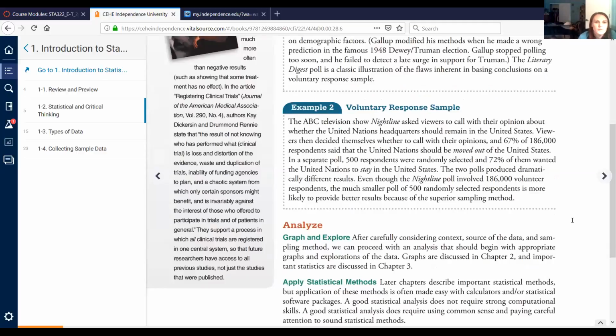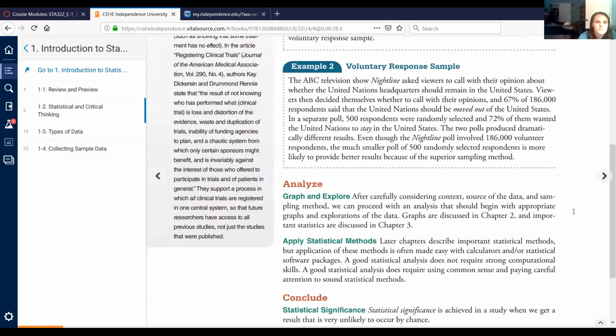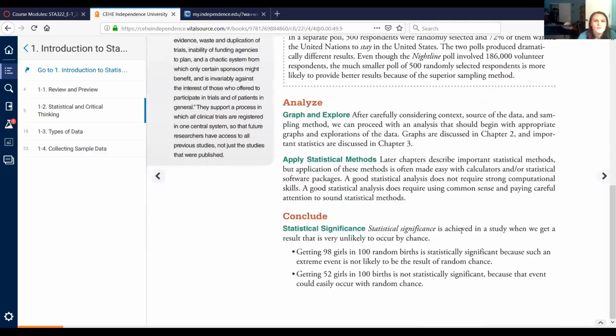So there are several examples here of voluntary response and why they don't really work. So we have to look at how we get our subjects. I talked a little about statistical significance. Let's just take a look here.